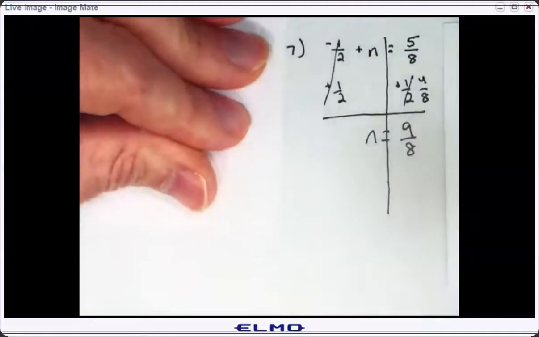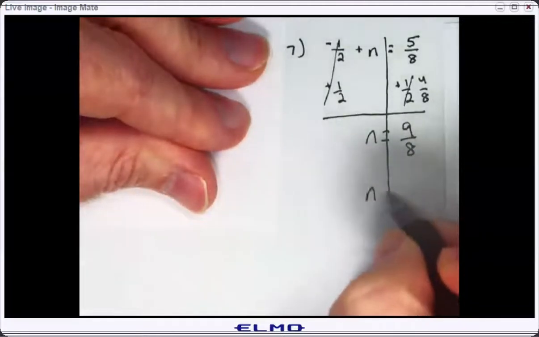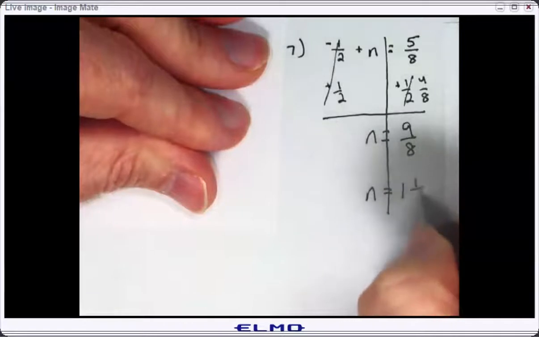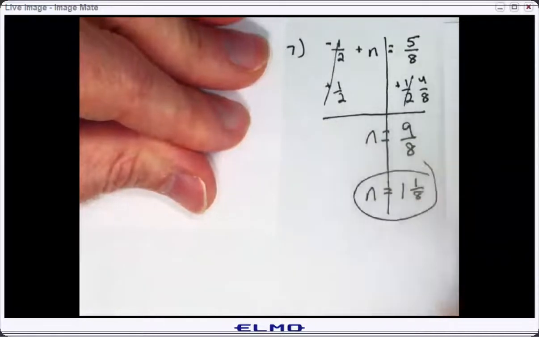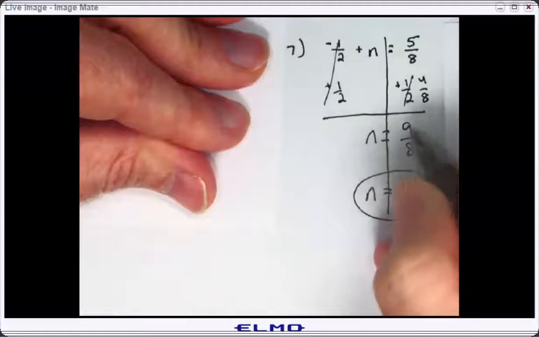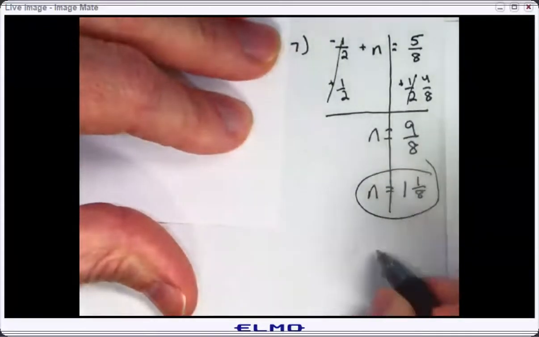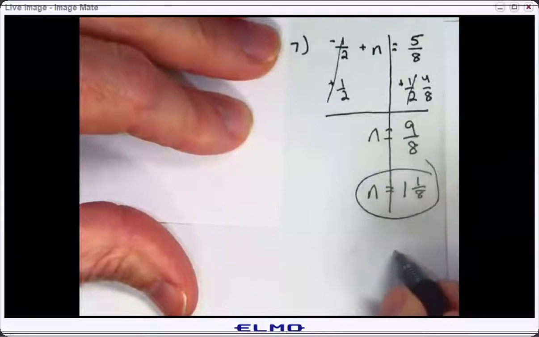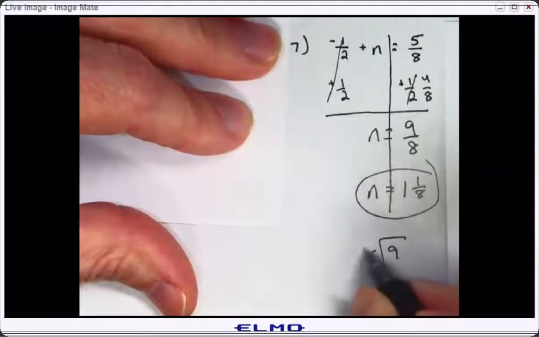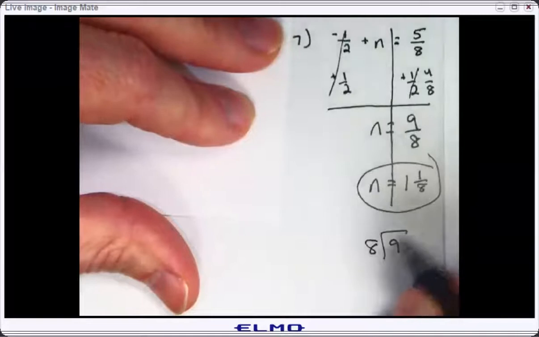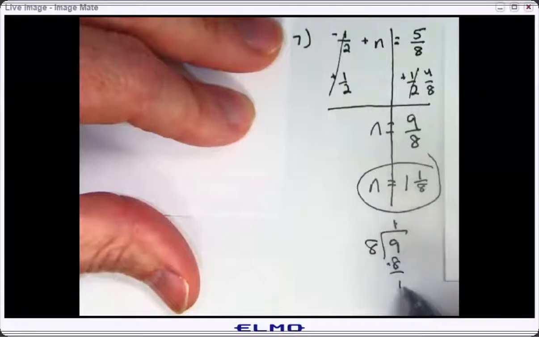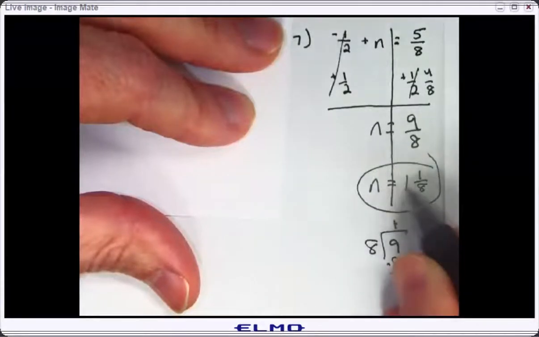9/8 is an improper fraction, so it's best to write that as a mixed number, which is 1 and 1/8. 8 goes into 9 one time with a remainder of 1 out of 8. And what we actually did there, 9 divided by 8, let's just look at that real quick. 1 times 8 is 8. 9 minus 8 is 1. It goes in there one time with a remainder of 1 out of 8. 1 and 1/8.